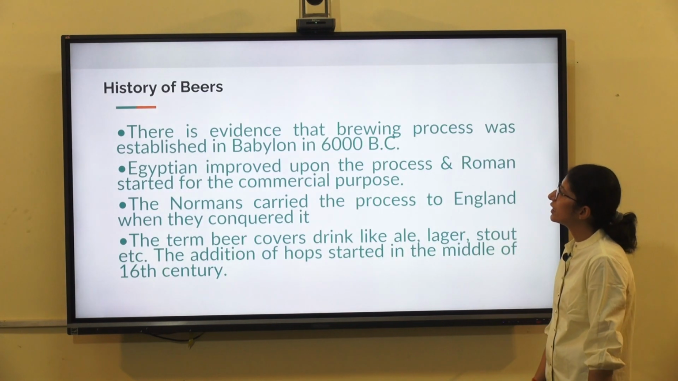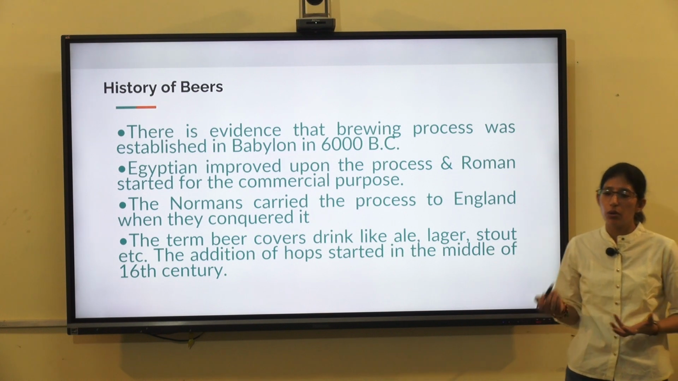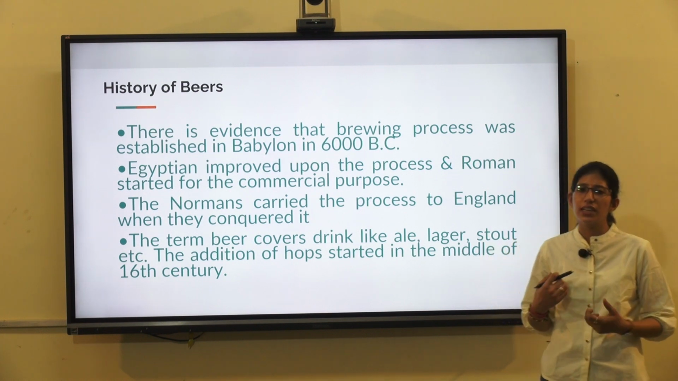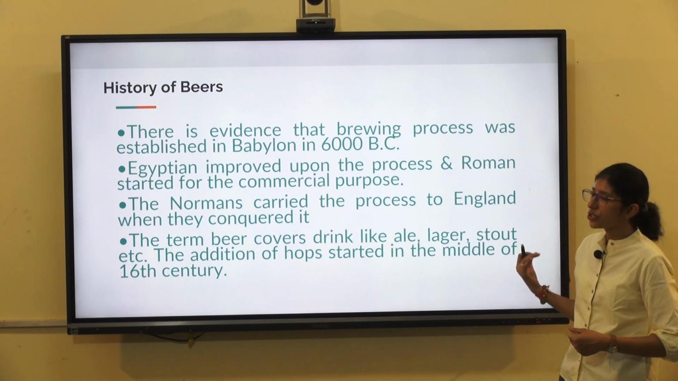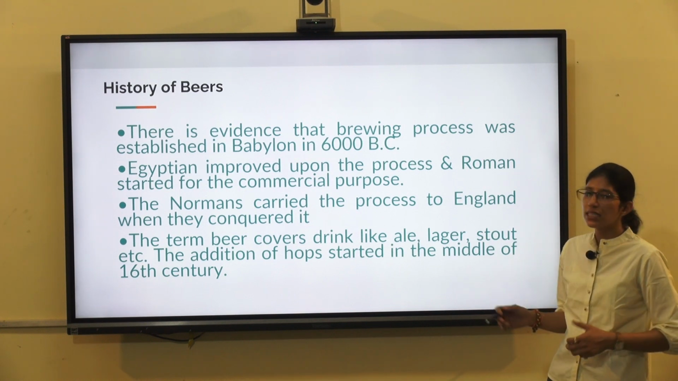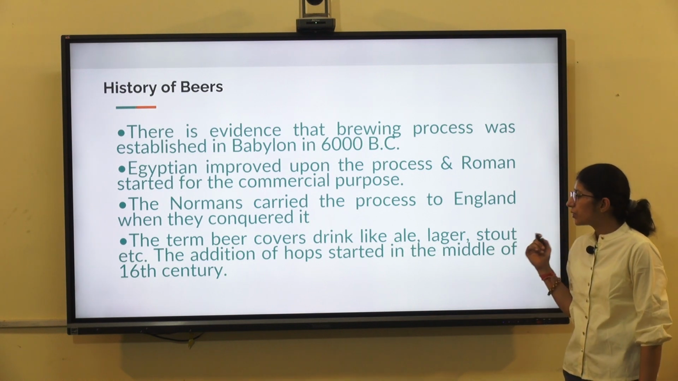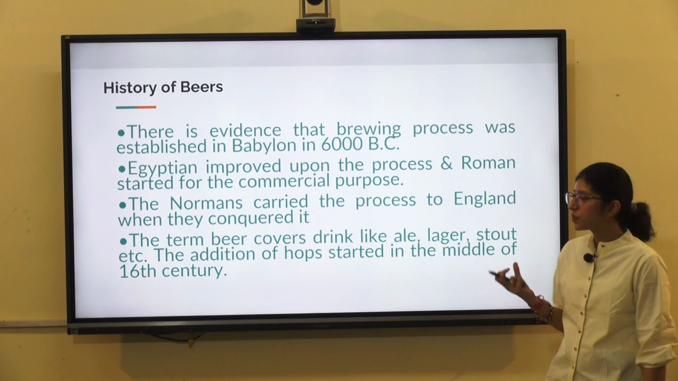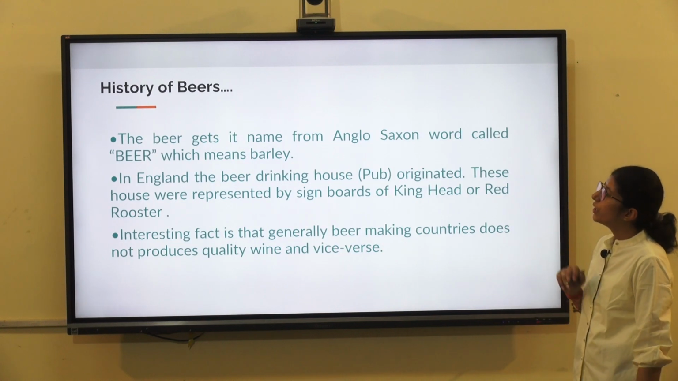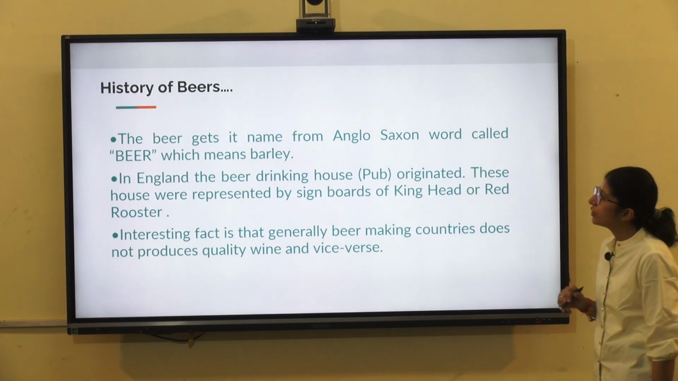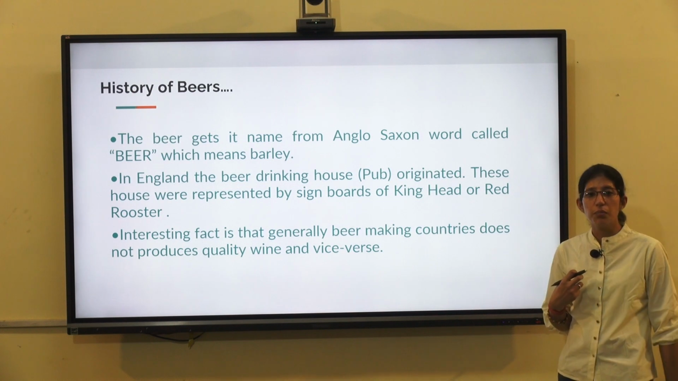Now, the history of beer. There has been a constant fight going on since 6000 BCE. Developed countries like the USA and Russia are constantly having a debate on the topic. Yes, it is a production of our country, but the data is still controversial. Finally, the term beer was given in the 16th century with the addition of hops. Beer gets its name from the Anglo-Saxon word beer, which means barley.